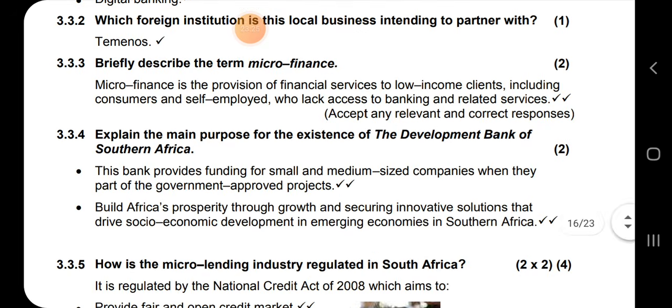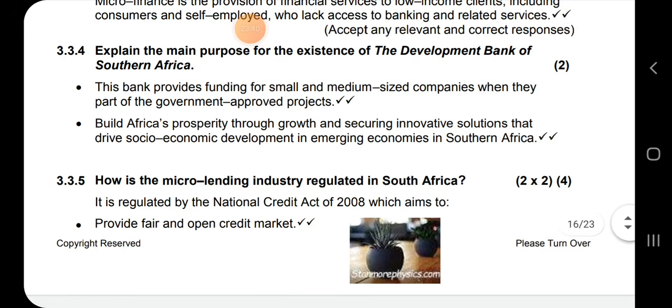So, describing the term microfinance. Microfinance is the provision of finance services to low-income clients. So they are focusing on low-income clients and not bigger ones, not like those big banks. Explain the main purpose of the existence of the Development Bank of Southern Africa. This bank provides funding for small and medium-sized companies, as part of the government-approved project to build Africa's prosperity through growth and securing innovative solutions that drive socio-economic development in emerging economies in Southern Africa.